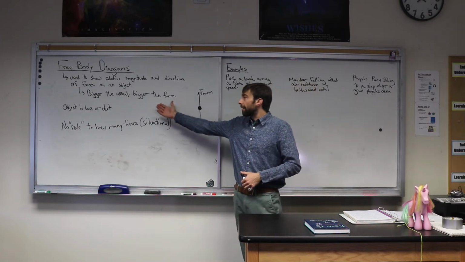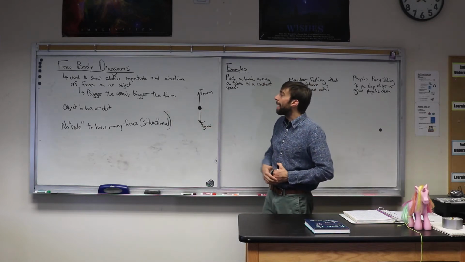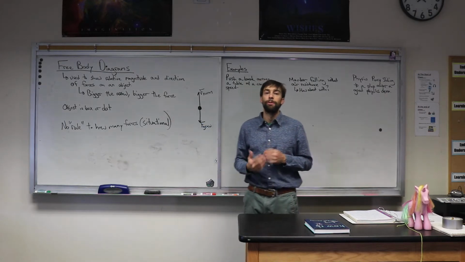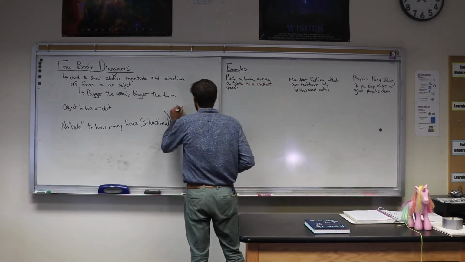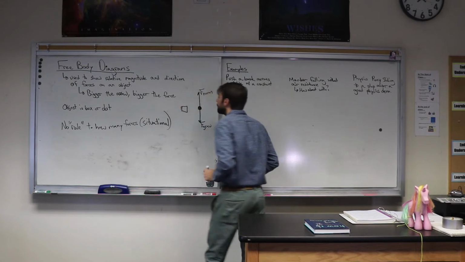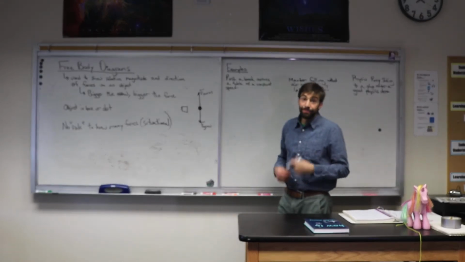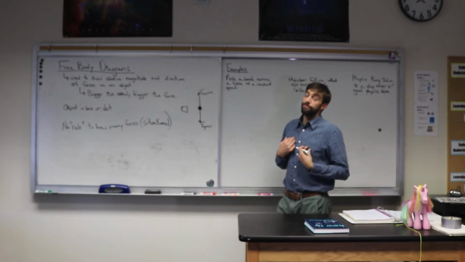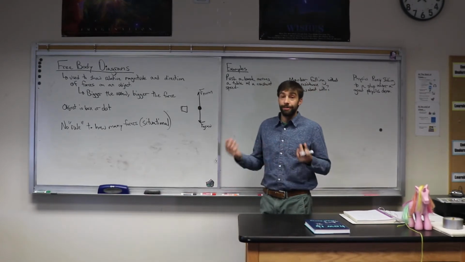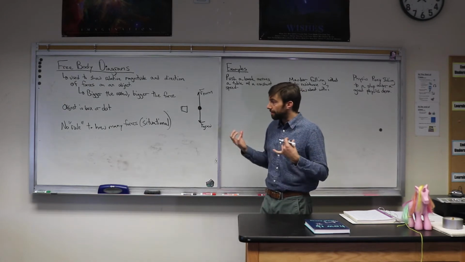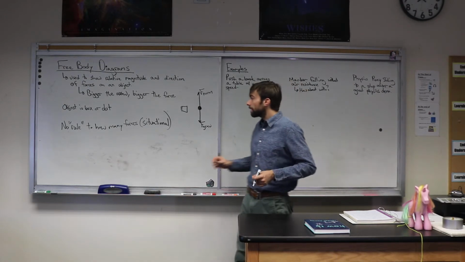So the bigger the arrow, the bigger the force. The object we represent as either a circle, like that, or a box. It's easy. I can't draw very well at all. And this is typically how physicists represent objects. Simplify it down to a point.